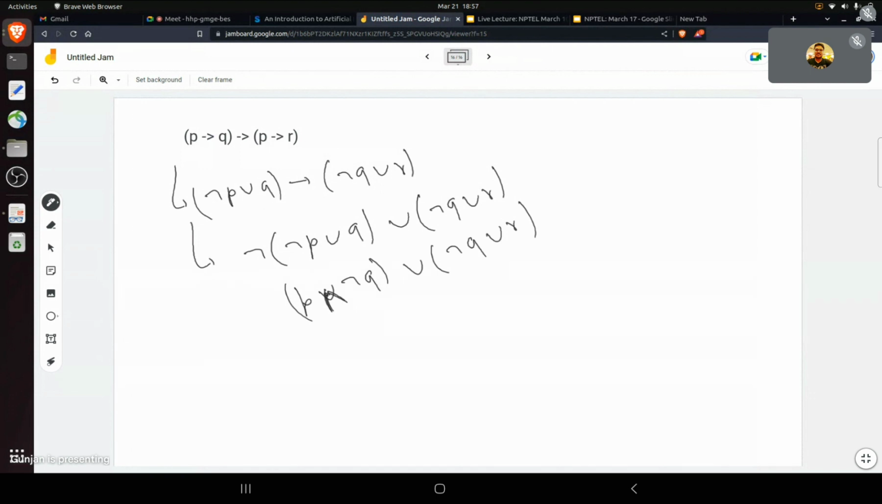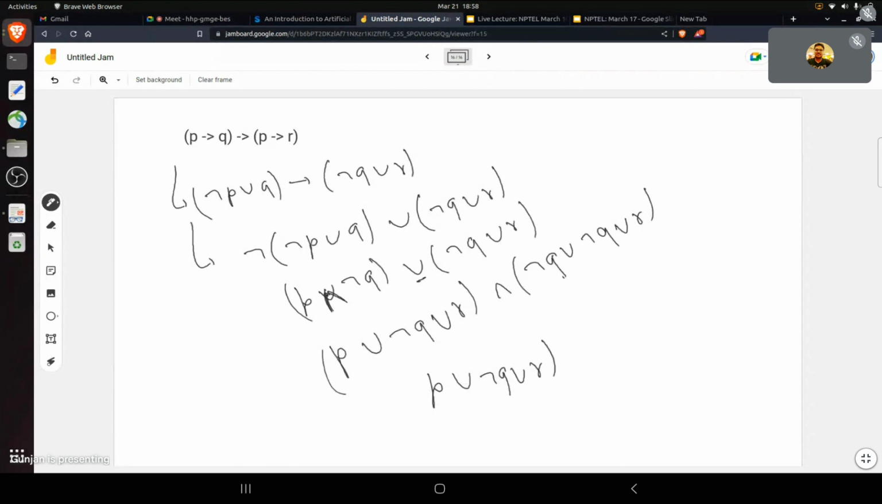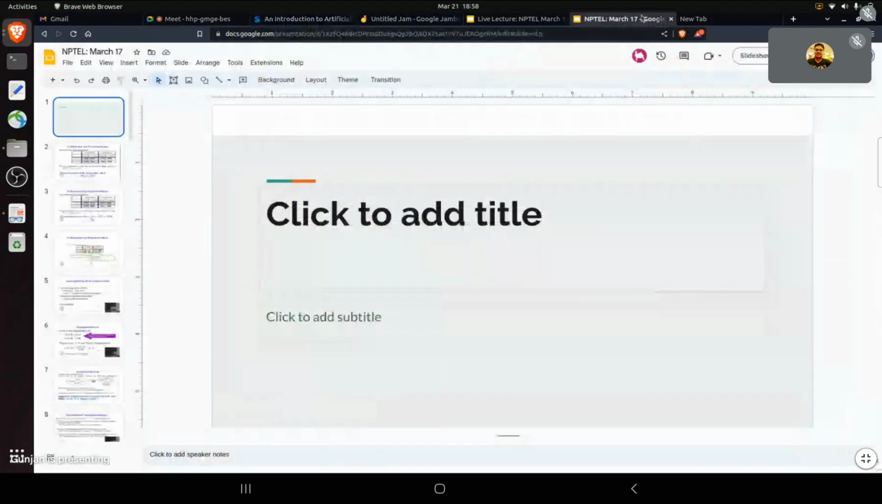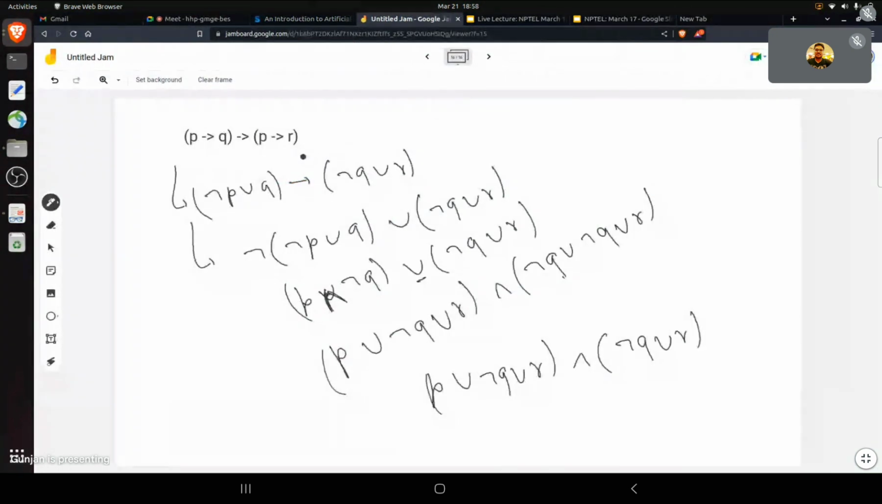Okay. So now we will distribute this and over this or. So it will become P or not Q or R, and not Q or not Q or R. So this will simply be resolved to P or not Q or R, and not Q or R. Is this the correct answer? Oh no. What did I do wrong? Is it P implies Q and P? Oh, it is P implies, P implies R. Not Q implies R. Yeah, that's my bad.